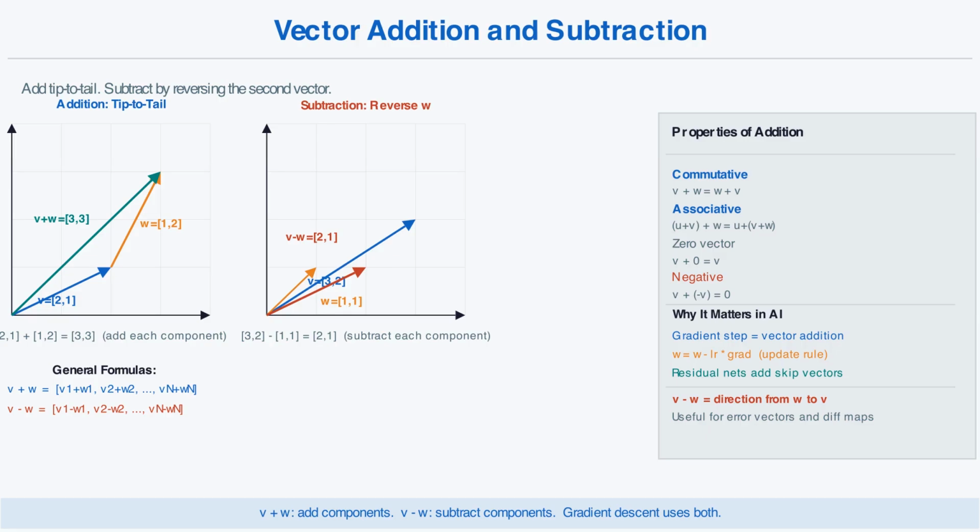Vector subtraction works by reversing the second vector. The vector v minus w is equivalent to v plus the negative of w. Geometrically, it gives you the arrow pointing from w to v, the direction you would travel to get from w to v. These two operations, addition and subtraction, are literally everywhere in AI. When a neural network updates its weights during training, it computes new weights equals old weights minus learning rate times gradient. That one line is vector subtraction followed by scalar multiplication. Gradient descent is applied vector arithmetic.